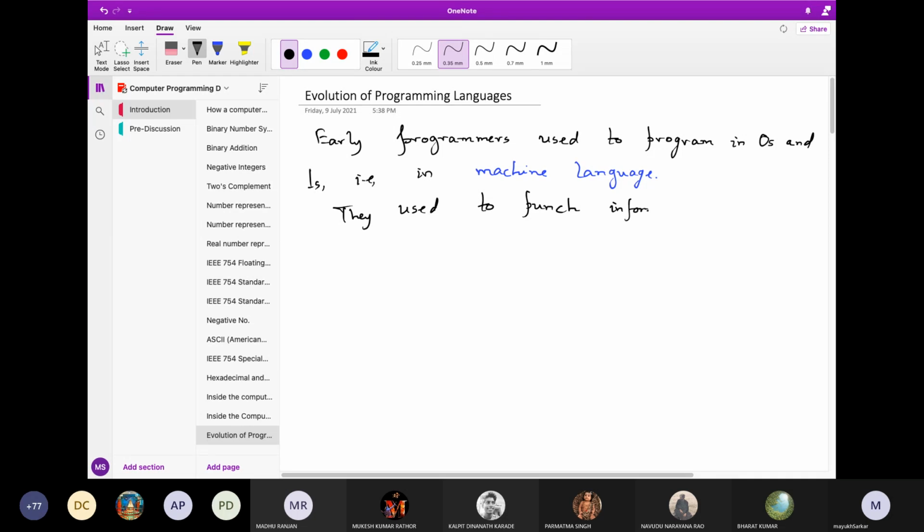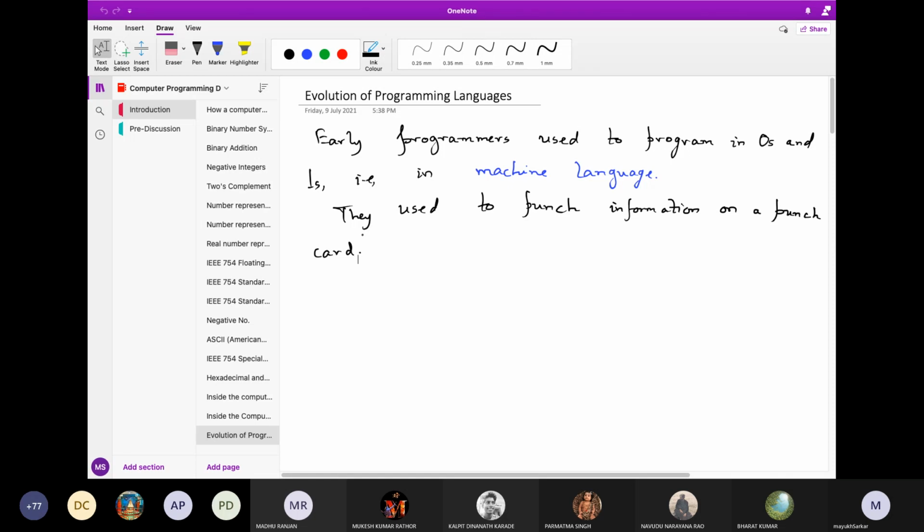They used to punch information on a punch card. That means where the punching would happen, that would be 1, and where there was no punching, that bit position would represent 0. Then they used to simply put that punch card into the memory directly. Maybe the complete memory was of a size of a few bytes, but even that few bytes of memory designed using vacuum tubes would take the space of a huge room.